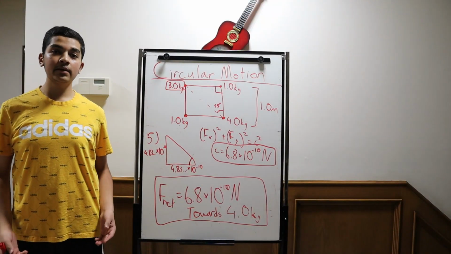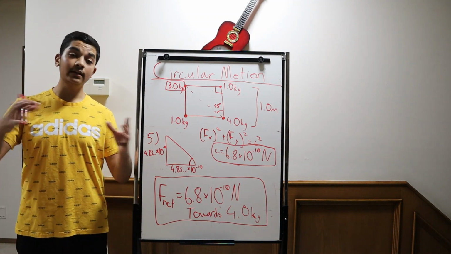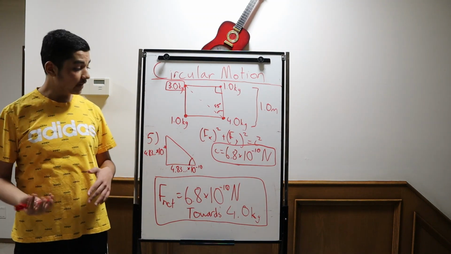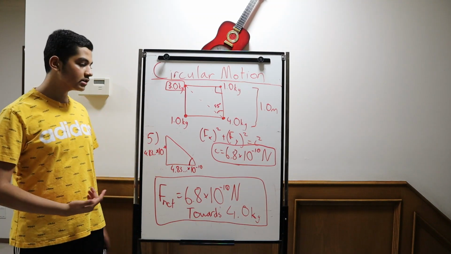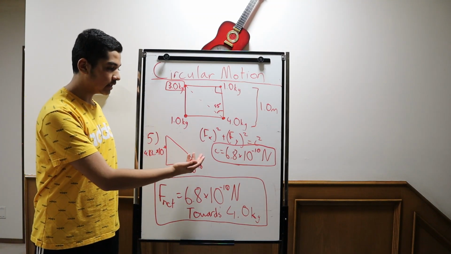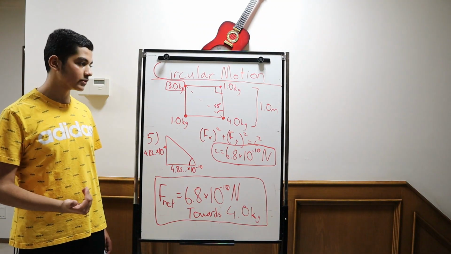Now our final step is to recombine the x and y components of the forces back into the original vector, and we can do that by just using a squared plus b squared is equal to c squared. And here we get that the final force is 6.8 times 10 to the power of negative 10 newtons.